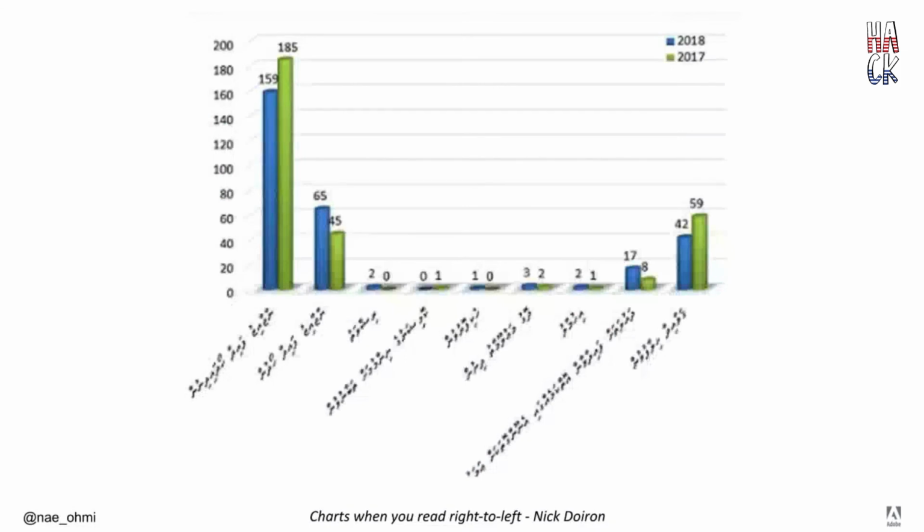And then finally, this example is from the Dhivehi language of the Maldives Anti-Corruption League. The X and Y axes read left to right, but if we look at the numbers, blue is 2018 and green is 2017. So the story of the data visualization reads chronologically right to left.